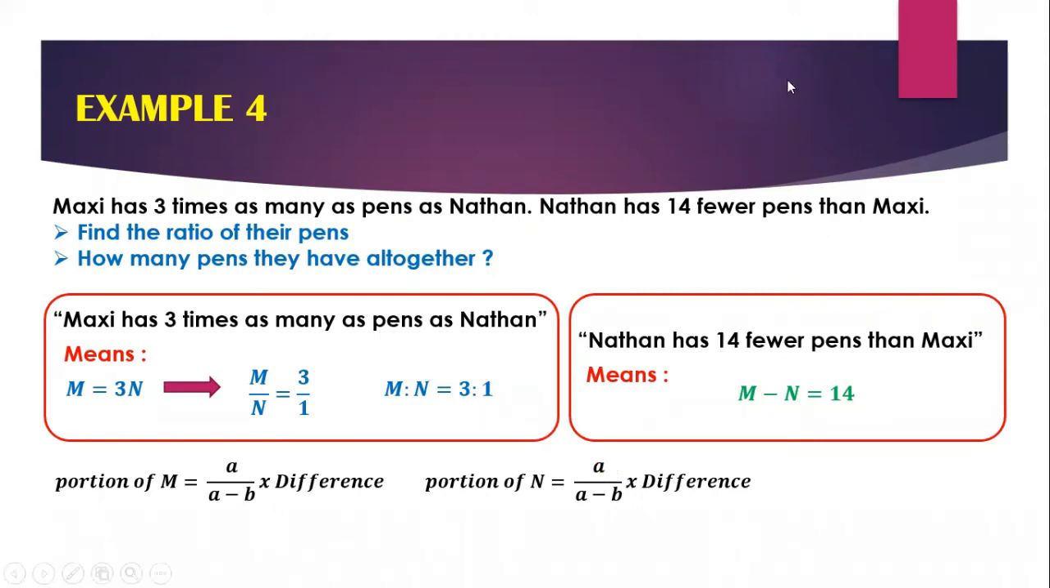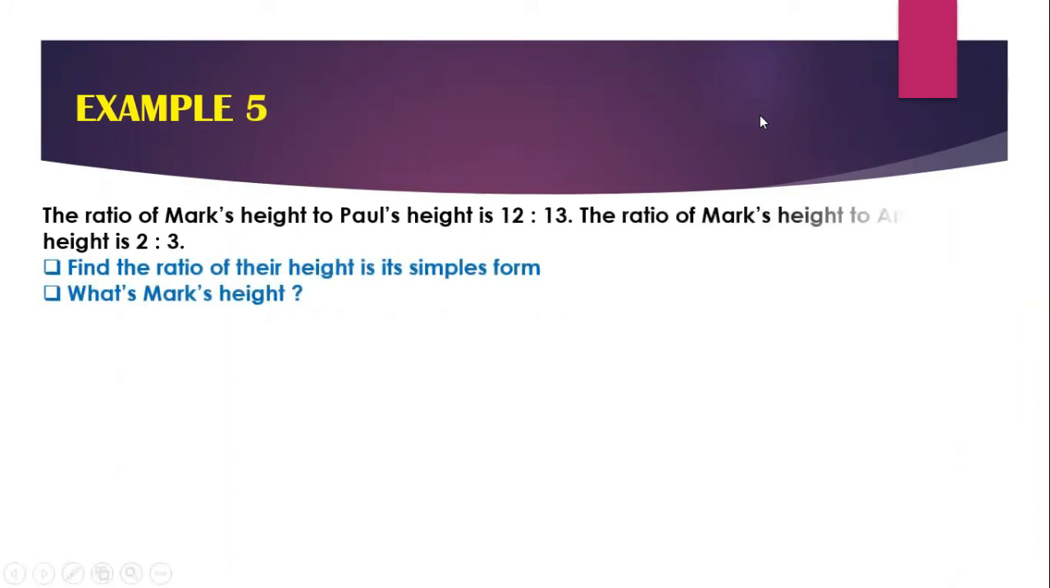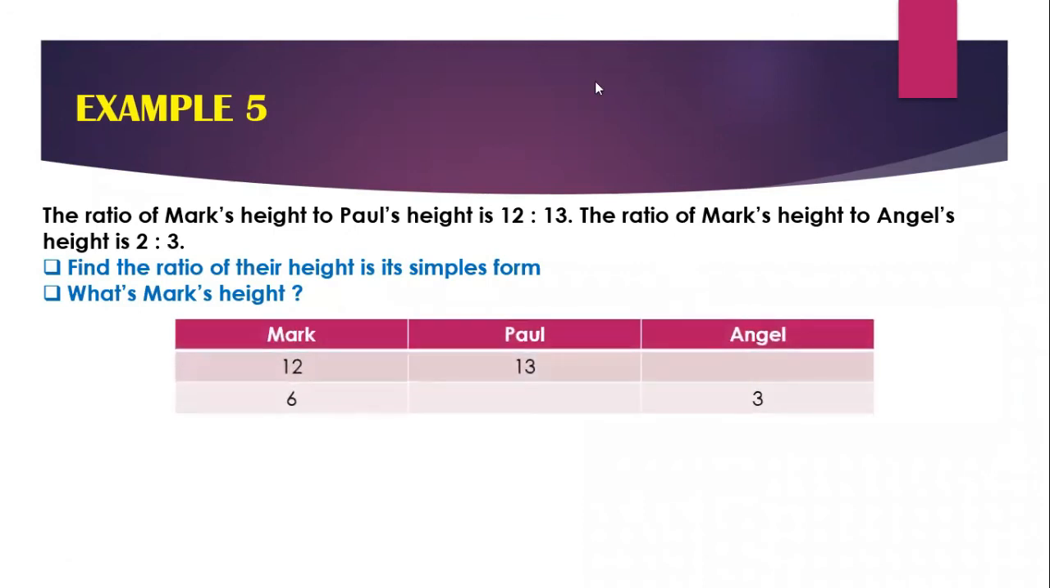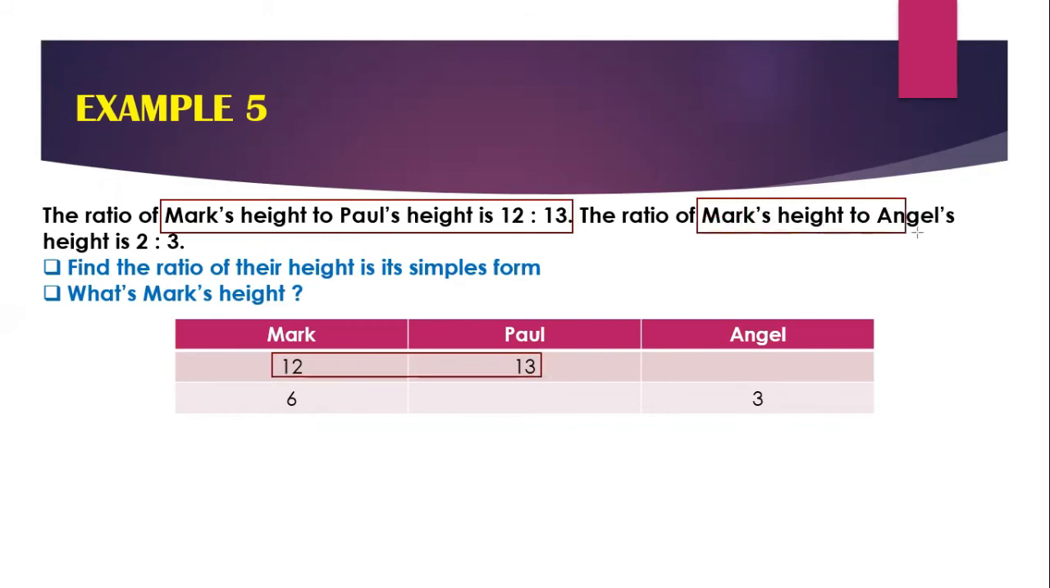Next, we go to example 5. The ratio of Mark's height to Paul's height is 12 to 13. The ratio of Mark's height to Angel's height is 2 to 3. Find the ratio of the heights in simplest form. Better you construct the table. Okay, this is the table. Mark to Paul is 12 to 13, so we write here Mark to Paul. And then Mark to Angel is 2 to 3.